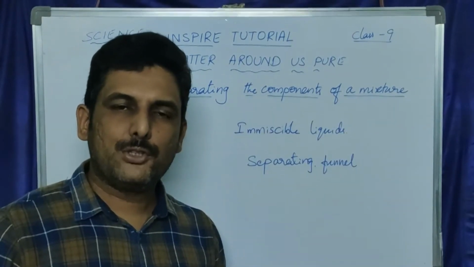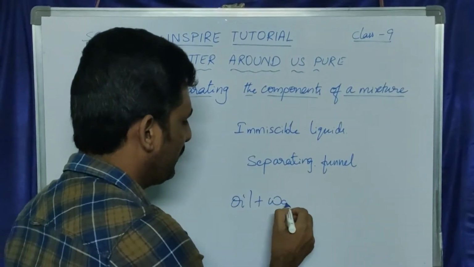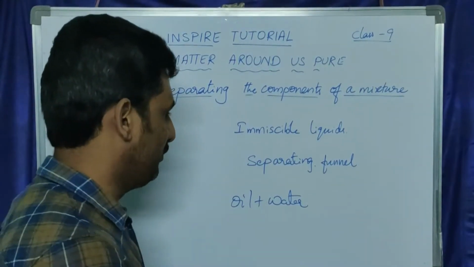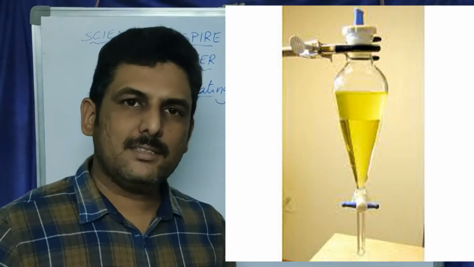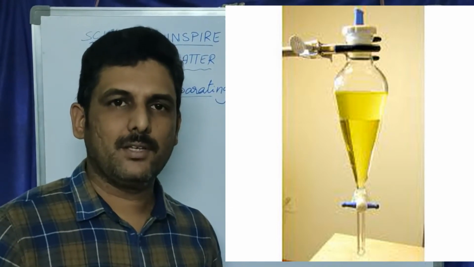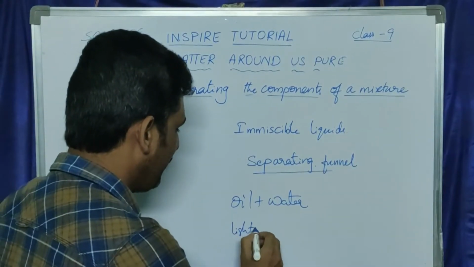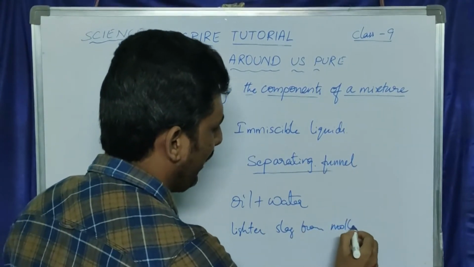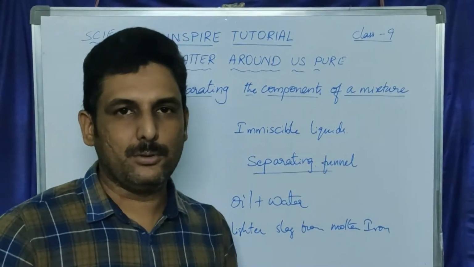The mixture of two immiscible liquids like oil plus water, since they are immiscible liquids, they form a heterogeneous mixture, and those two can be separated by using a separating funnel. This is based on the difference between the densities of those two liquids, and the same principle can be used to separate lighter slag particles from molten iron in the extraction of iron metal from its ore.